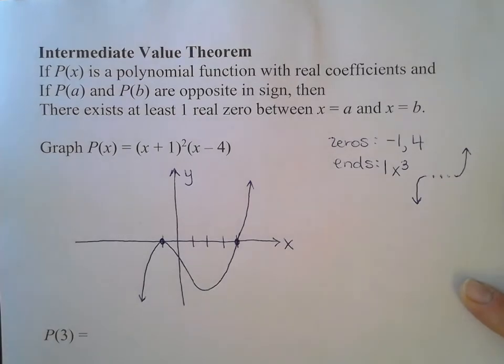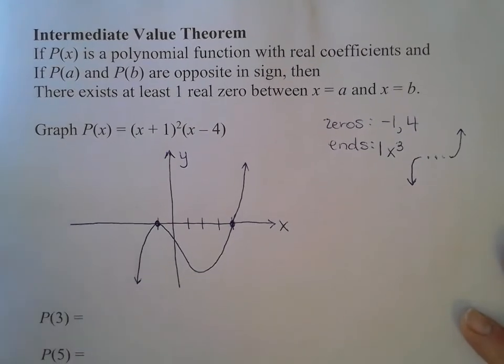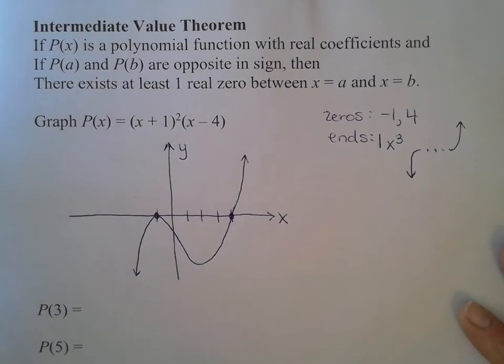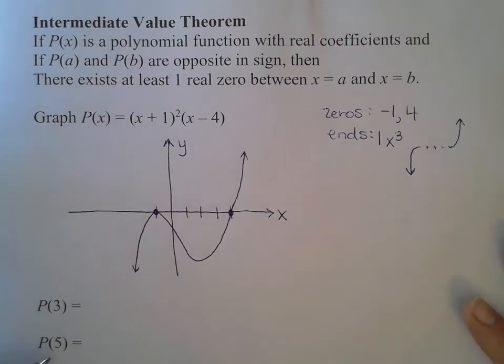All right, maybe this is going backwards a little because now we have the shape of the graph and we know what the zeros are, but let's just plug some numbers in so you can see how this works. So this is saying that if I pick two numbers and I plug them into my function, or I use synthetic division to calculate the value, if those two numbers give me y values that are opposite in sign, then somewhere in between there must be a 0.